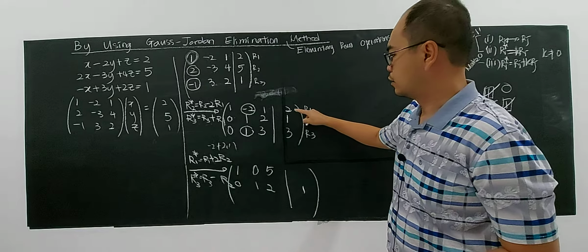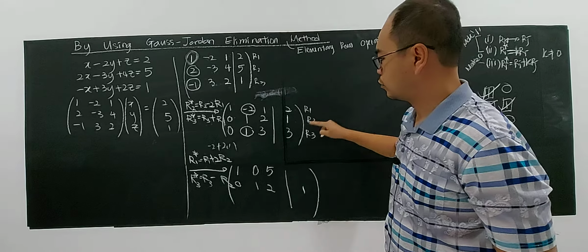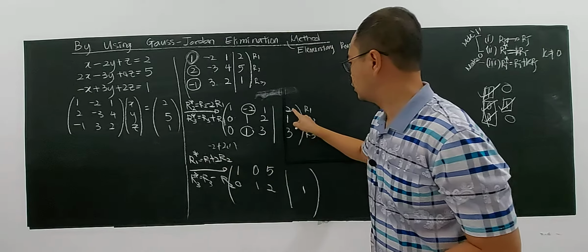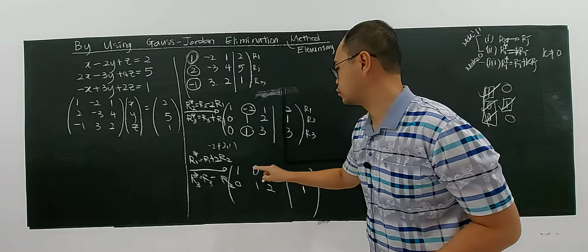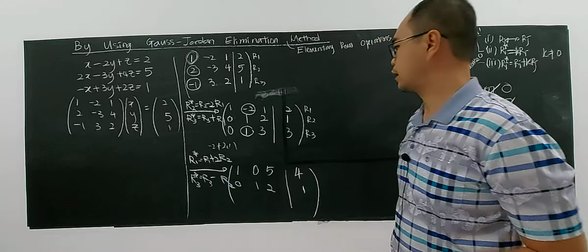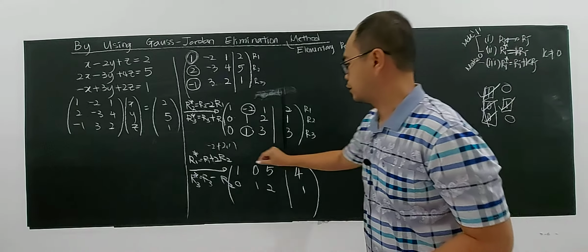Okay. So 2 and 1. Row 1 and row 2. 2 and 1. 2 plus 2 times 1. So you have 4. Right? Alright, done. Now we have done for this.